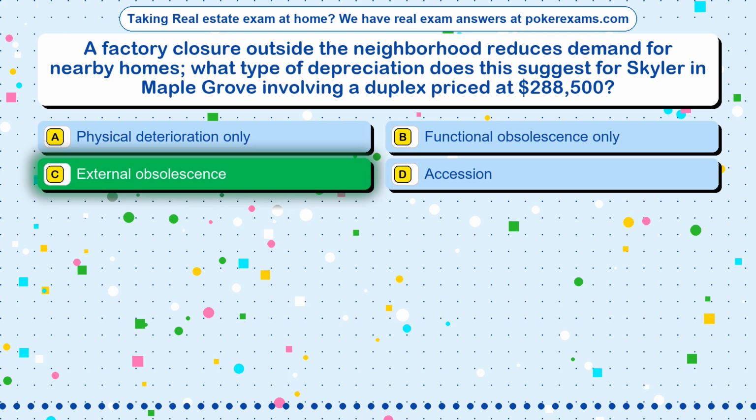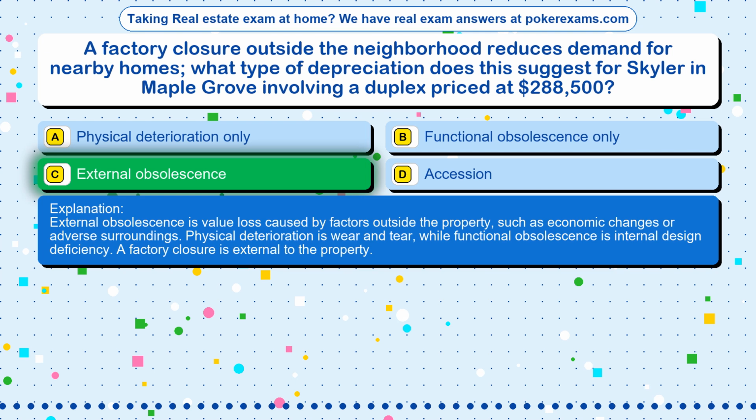The correct answer is option C, external obsolescence. External obsolescence is value loss caused by factors outside the property, such as economic changes or adverse surroundings. Physical deterioration is wear and tear, while functional obsolescence is internal design deficiency. A factory closure is external to the property.